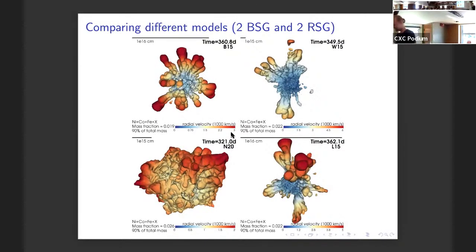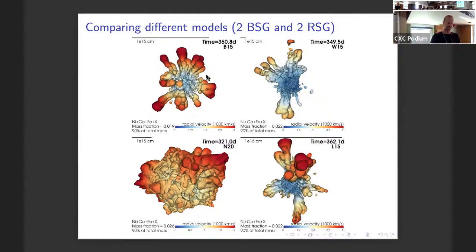Okay, then let's just compare the different structures for the models we have simulated. So for some of the models we have simulated, we have 2 blue supergiants on the red side and 2 red supergiants on the white side. And we see that the models look very different. Depending on the progenitor, you can get really different results in the morphology of the ejecta. And this is now only the nickel-rich ejecta. Other elements will look also different, even for a given model.